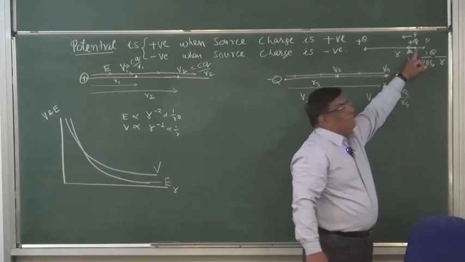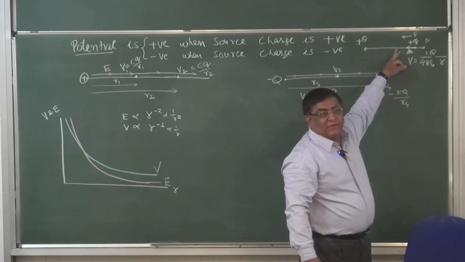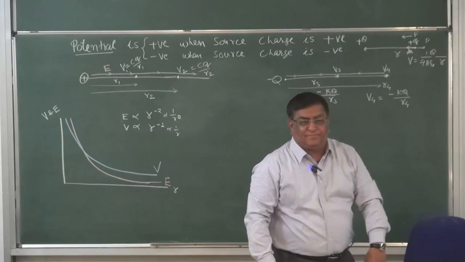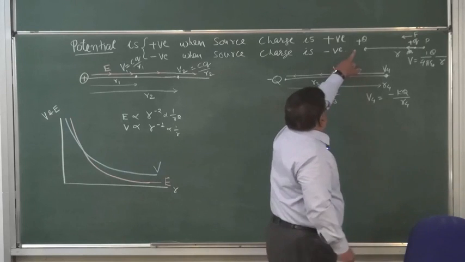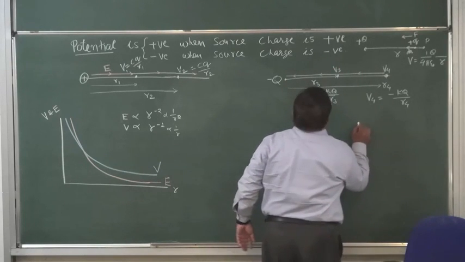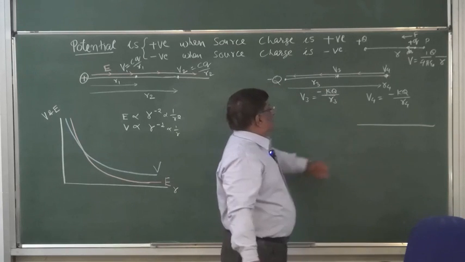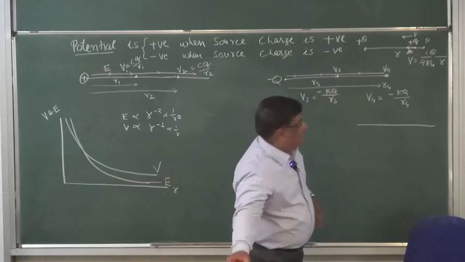I bring it here, 100 joule. I bring it here, 150 joule. So all these potentials are positive. Okay, see another case. I put it minus. This is minus. From here I bring the charge up to this much.